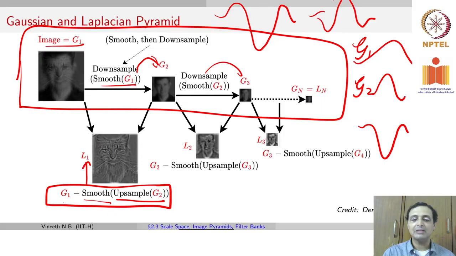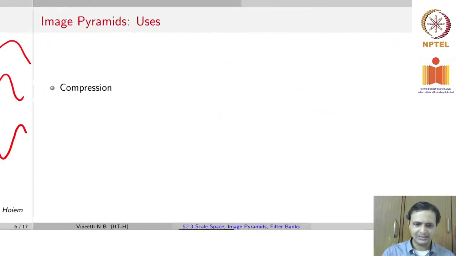And you can repeat the Laplacian for every successive lower resolution representation in your Gaussian pyramid and get multiple L2s and L3s, so on and so forth, to also get a Laplacian pyramid. For different applications, you may want to use a Gaussian pyramid or a Laplacian pyramid. But where do you use image pyramids in practice?